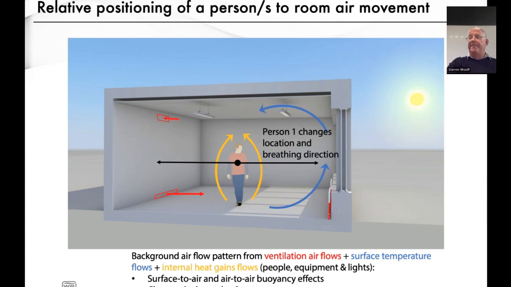Then the person may move, not only change location, but change breathing direction. So how are they breathing that air into the background air movement, air pattern? And then you need an infection source as well, which may or may not have been in the room, and they may be moving as well. So it's quite a dynamic situation with lots going on. Perhaps the most static thing is the background air movement on an hourly by hourly basis. And we've got to try and come up with guidance so that we can say that this space is safer than it was before because the ventilation is better.